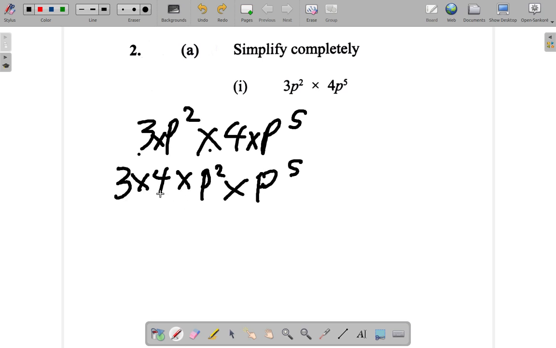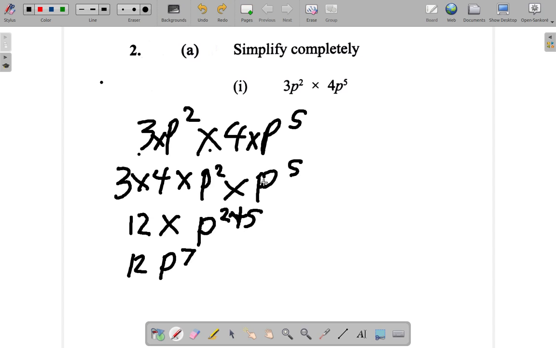Now 3 fours is 12 times what is p squared times p to the fifth? Here what you're looking at is the same base with different indices. It means the same letter raised to two different powers. So p squared multiplied by p to the fifth, you know that you add the indices, p to the 2 plus 5, so you end up with 12 p to the 7.